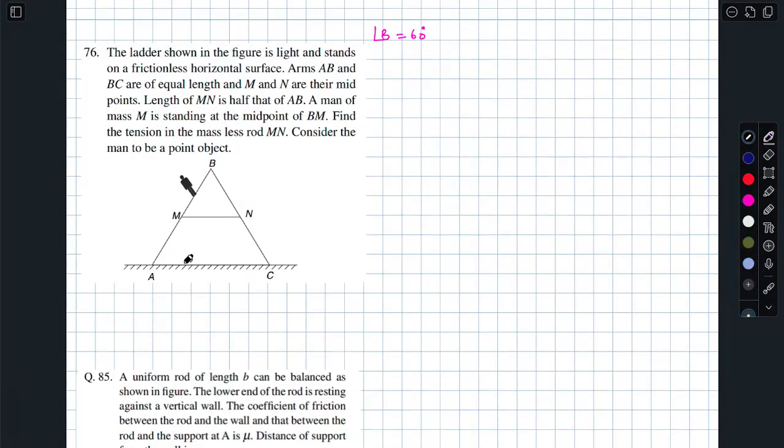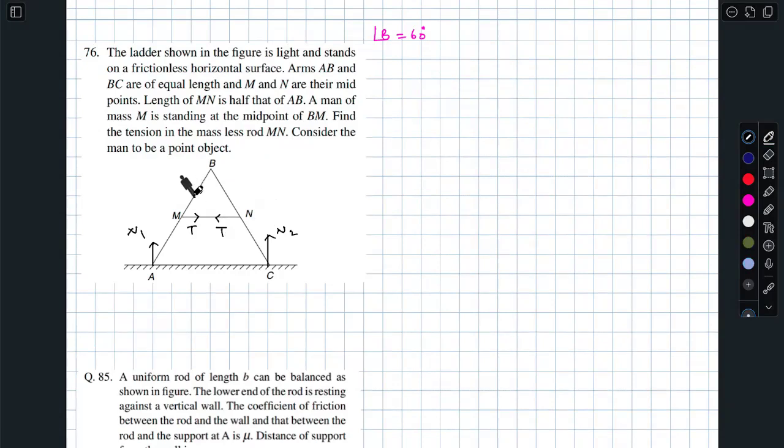So for my convenience, I am taking at A the normal reaction, because it is like a ladder situation. At A, it is pressing the floor. We assume that the normal reaction here is N1 and the normal reaction here is N2. Till this point, any student having doubt? Remember, you are connecting a string between M and N. You can see AB and BC are of equal length and their midpoints are connected by a string. So there will be some tension over here.